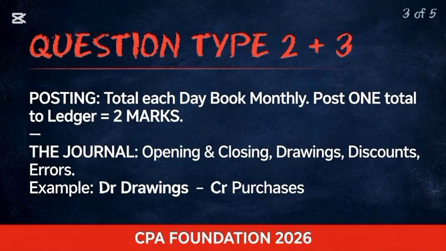Posting and journal. For posting, this is 2 marks in the exam. Total each day book monthly, then post only one total to the ledger. Do not post every transaction. The journal is for special items: opening entries, closing entries, drawings, discounts, error corrections. Exam example: goods taken by owner. Debit drawings, credit purchases. This question comes every year, remember it.